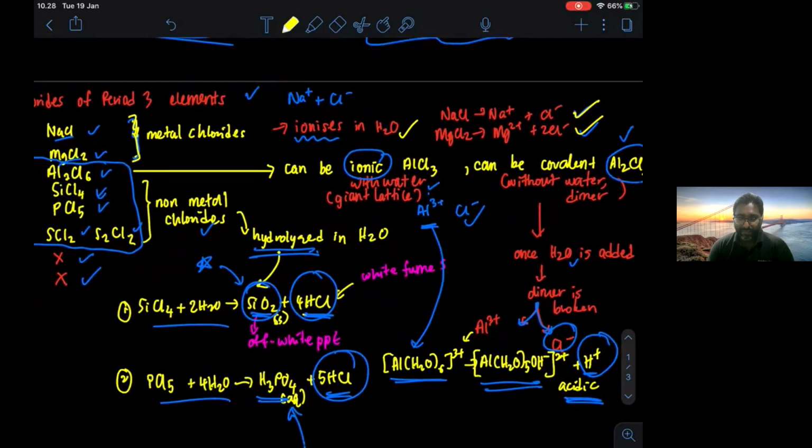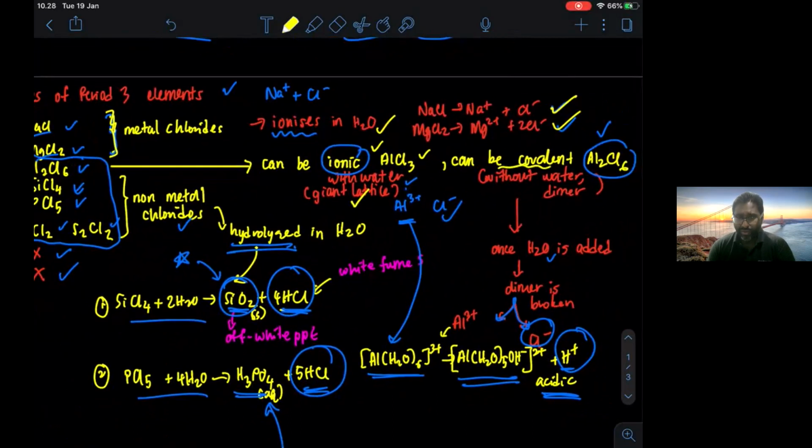But Al2Cl6 can be ionic if it is in the form of AlCl3 in the presence of water. So they are present in giant lattice form, but it can also be covalent, which is going to be in the dimer form, Al2Cl6, but this one is without water. So it can be covalent without the presence of water. But if water is added, what happens? The dimer is going to be broken. So you have Al3+ and Cl-.